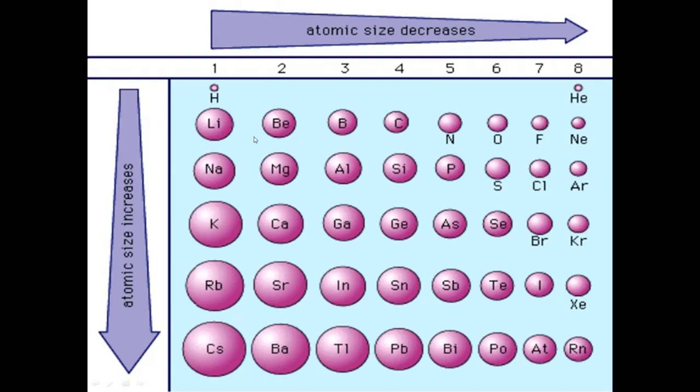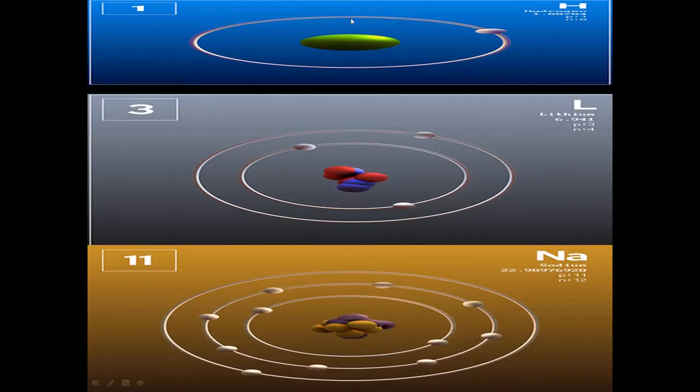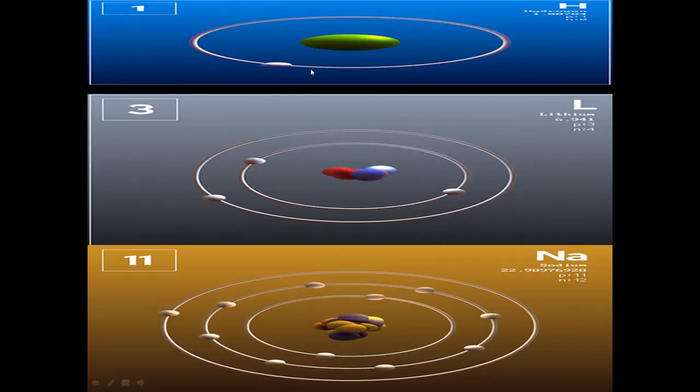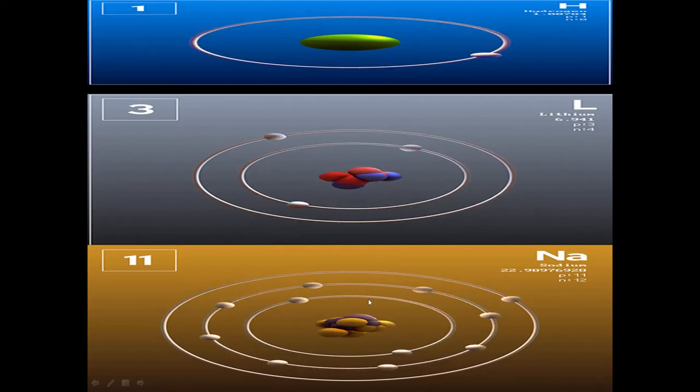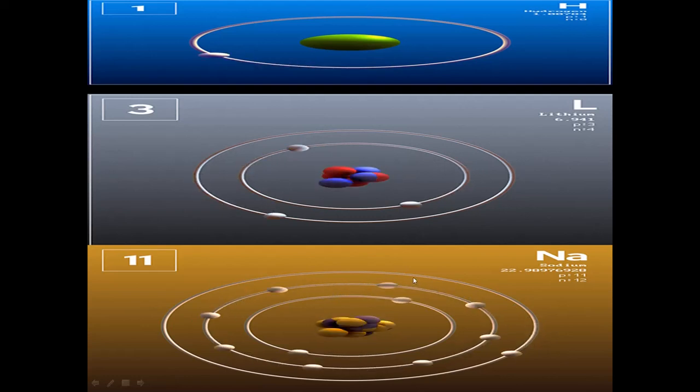Similarly, observe this first group: hydrogen, lithium, sodium, potassium, rubidium, cesium. As you see this group, you can notice that there is an increase in the atomic radii or atomic size. Why is it so? Because we have observed that in hydrogen, there is only one shell. In lithium, there are two shells. In sodium, there are three shells.